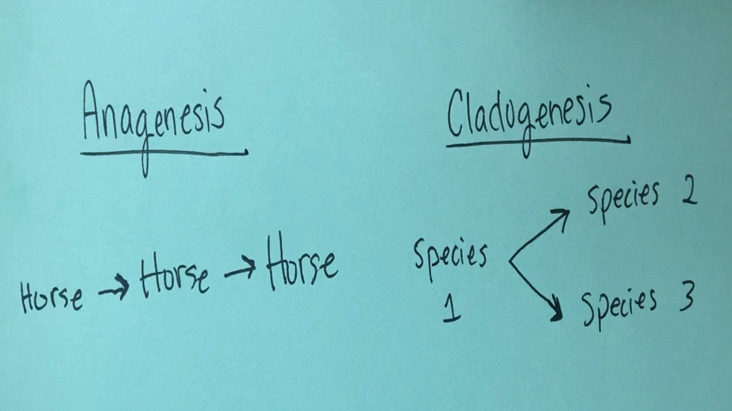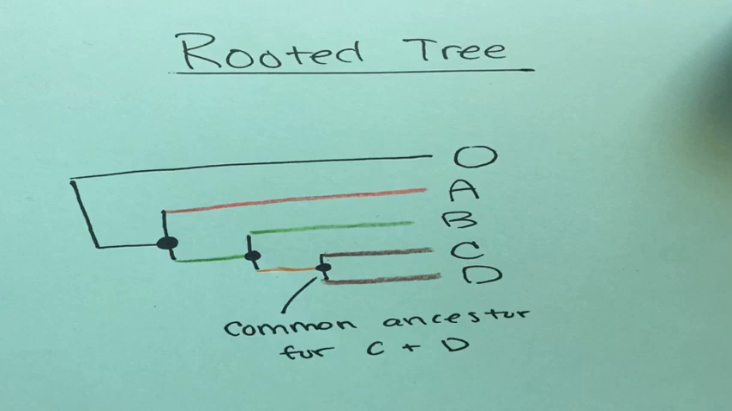The phylogenetic tree we will be creating later in the video will provide a better example of cladogenesis. It will also be a rooted tree. A rooted tree has a common ancestor with an outgroup, order of divergence, and distance between OTUs. What are OTUs though? OTU stands for Operational Taxonomic Units, and we use them in phylogenetic trees to classify groups. The letters O, A, B, C, and D are the OTUs in this tree.